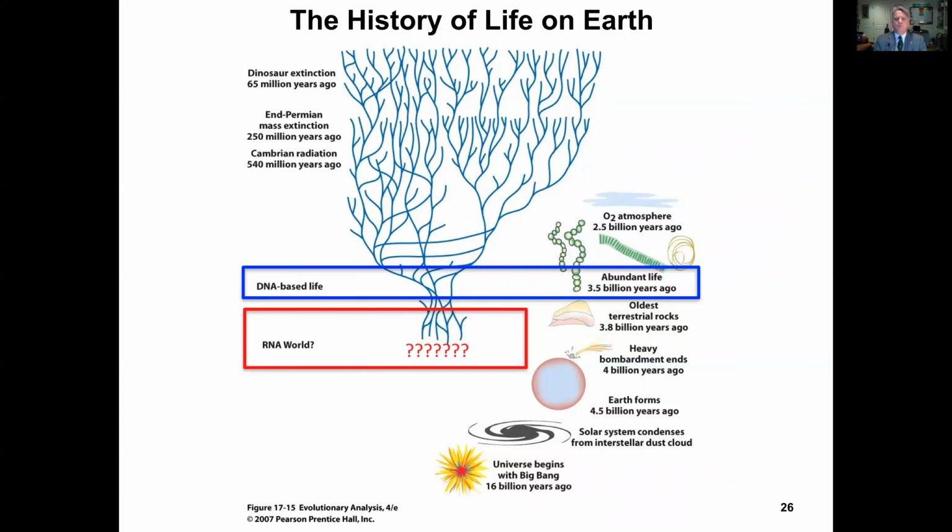Okay, now if we look at the history of life on Earth, we're looking at a phylogeny of life on Earth here. These are the events in the Phanerozoic, that is, remember, the part of the geologic record that contains fossils. We go back to about 3.5 billion years ago. Based on what we know from these early fossils, there would have been abundant life about 3.5 billion years ago, and this life was DNA based. However, going further back, we don't know what life looked like. Perhaps it was this RNA world.